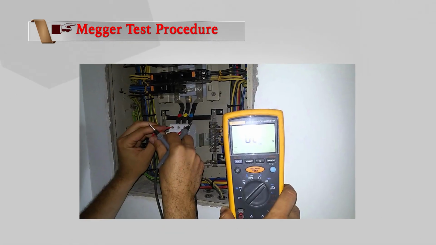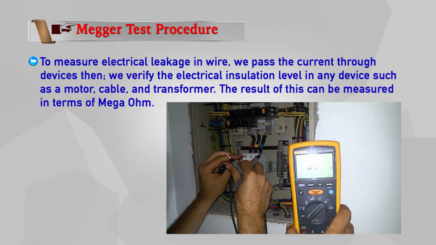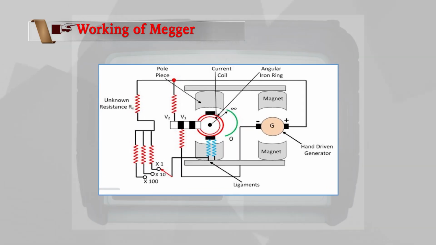So what is the megger test procedure? What you have to do? To measure electrical leakage in the wire, we pass the current through the device, then we verify the electrical insulation level in any device such as motor, cable and transformer. The result of this can be measured in terms of mega ohm. Now we have to understand the working of the megger, how a megger works.